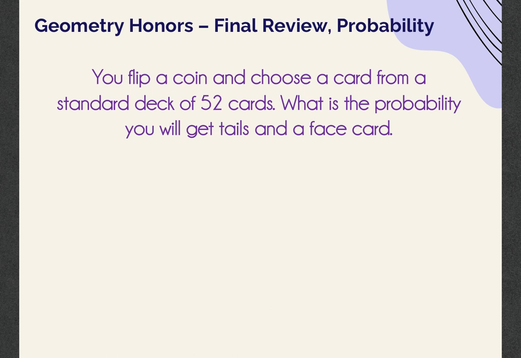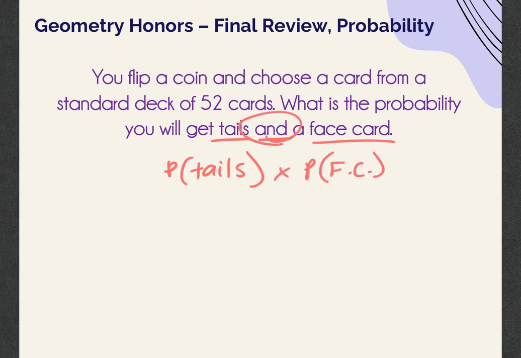This one says you flip a coin and choose a card from a standard deck of 52 cards. What's the probability you'll get tails and a face card? So the tails, I'm going to figure out the probability that it's tails, and then the probability that it's a face card. For the ands, we're going to multiply, and you have to figure out if this is dependent or independent, right? Does one impact the other? So are these dependent or independent? Independent. Flipping the coin has nothing to do with pulling the face card, so I'm just going to multiply them.